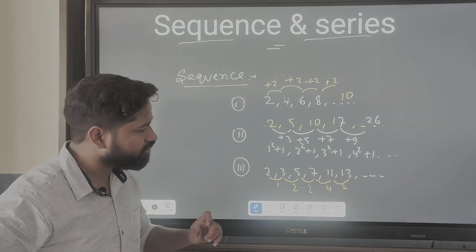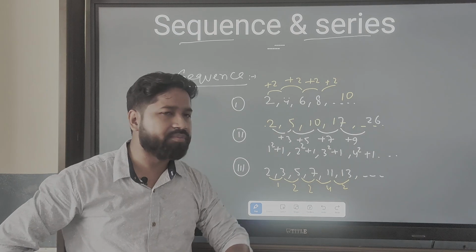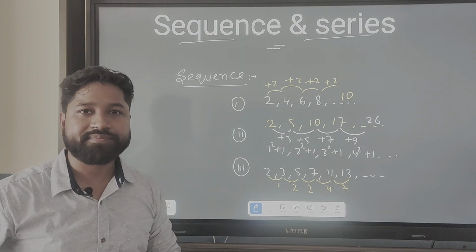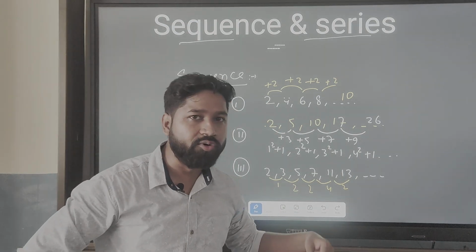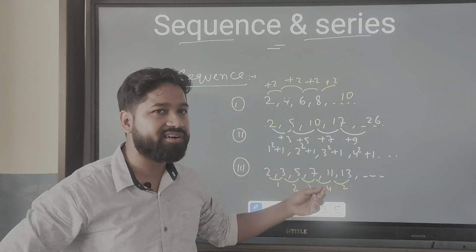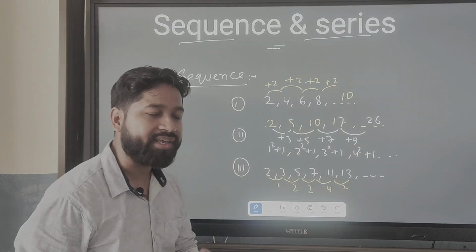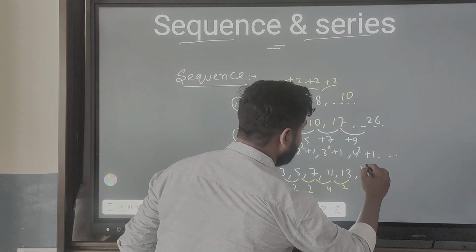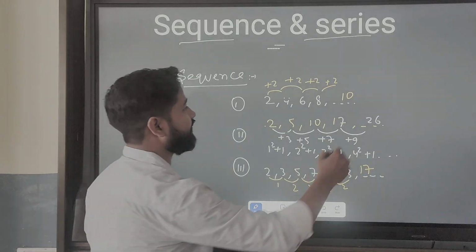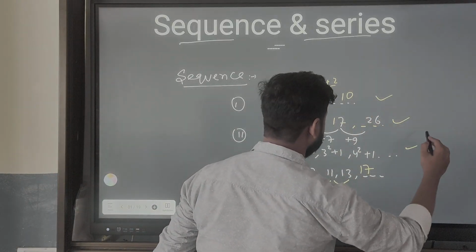But if I ask you, just look at these numbers, are they prime numbers? 2, 3, 5, 7, 11, 13. What will be the next number? Yes, that's 17. So is that a sequence? Yes sir, it's a sequence.